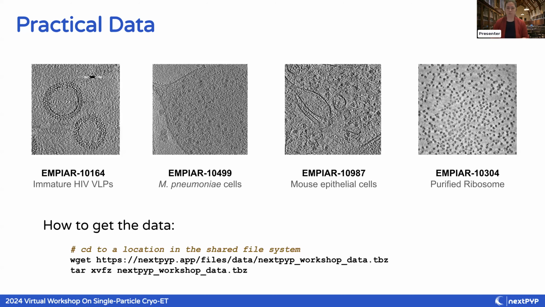For the practical, we're using subsets of our tutorial data sets. That way things can run within 45-minute sessions. But if you did want to explore those full data sets and do that later, we would direct you to our tutorials on our nextPYP help page. And then we just included here how to get the data. You guys should have had this in email before. This is more for recording purposes later.